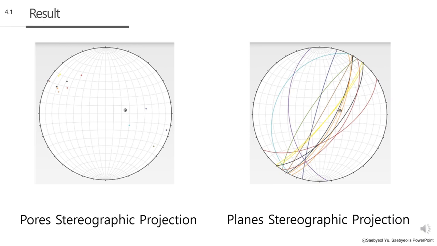The stereonet visualizes the data. The left one is the poles stereographic projection, showing pole orientations. The right one is the planes stereographic projection, showing plane orientations as great circles. These projections highlight patterns and structural stability.